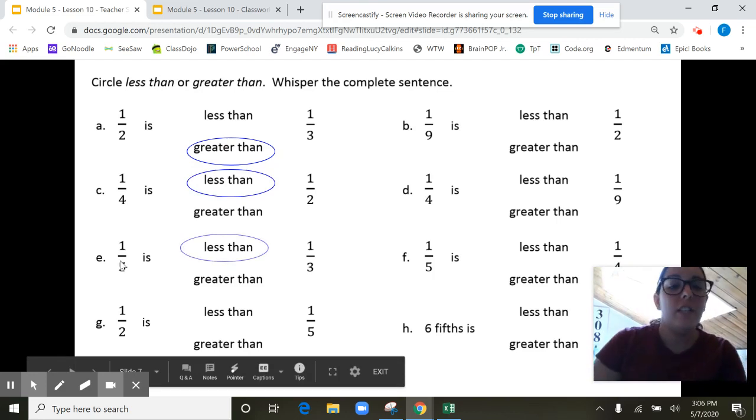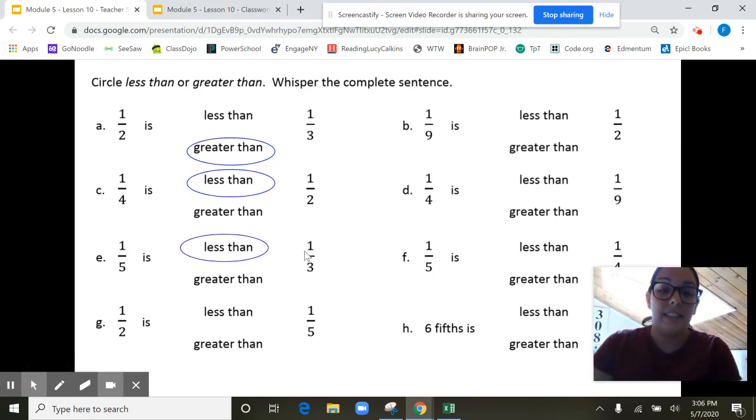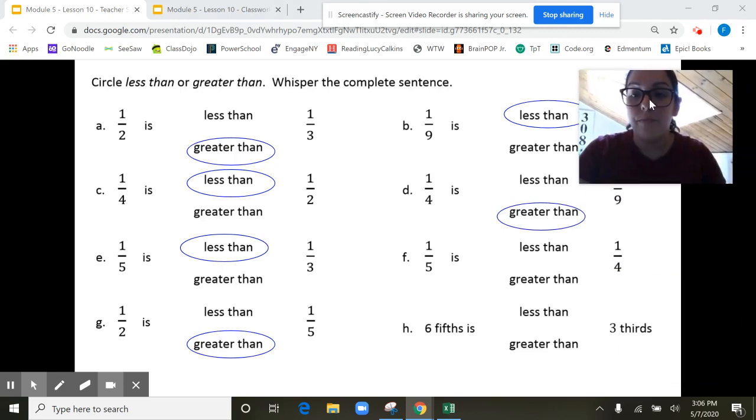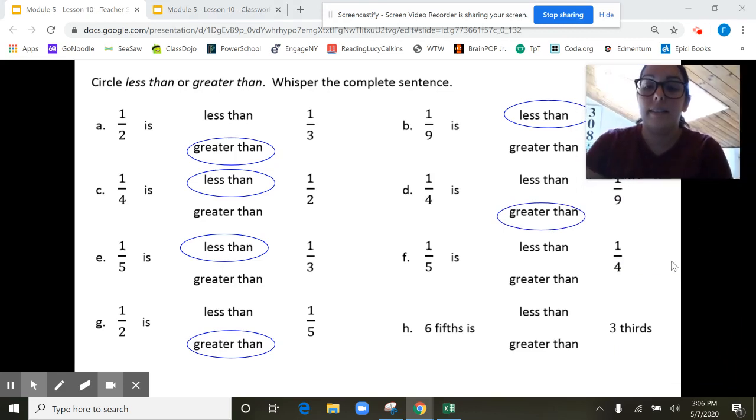All right, we're going to go down. So 1/5 is less than 1/3. 1/2 is greater than 1/5. Do B now up here. 1/9 is less than 1/2. 1/4 is greater than 1/9. 1/5 is less than 1/4.